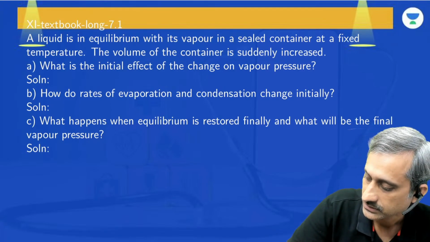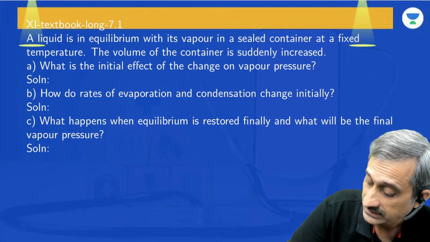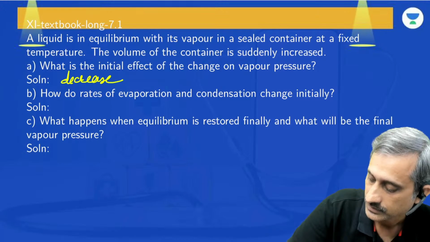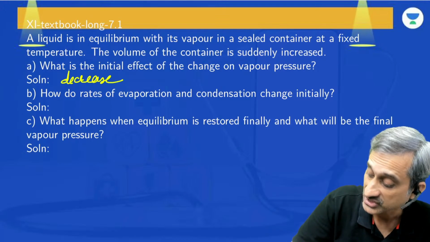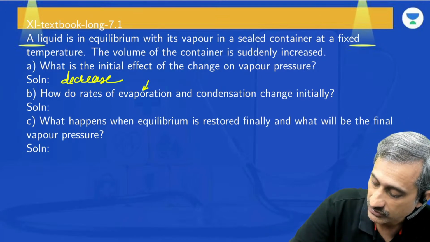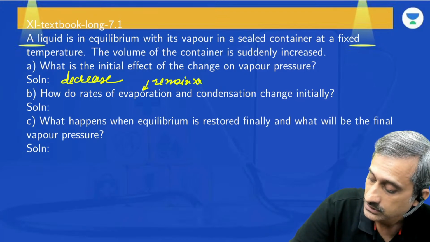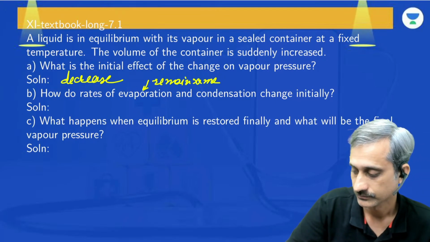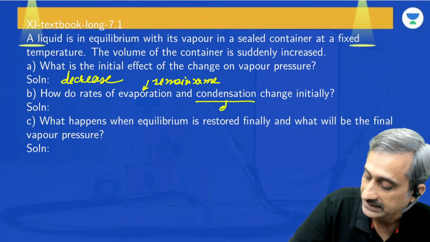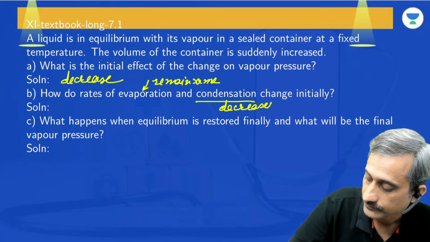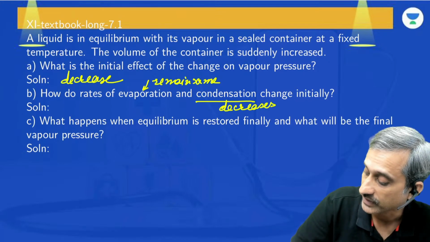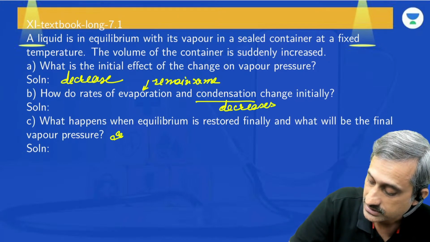Initial effect is decreases. How do rates of evaporation and condensation change initially? Rate of evaporation remains same. We have not changed the temperature. Rate of condensation decreases. What happens when equilibrium is restored finally, and what will be the final vapor pressure? Same.